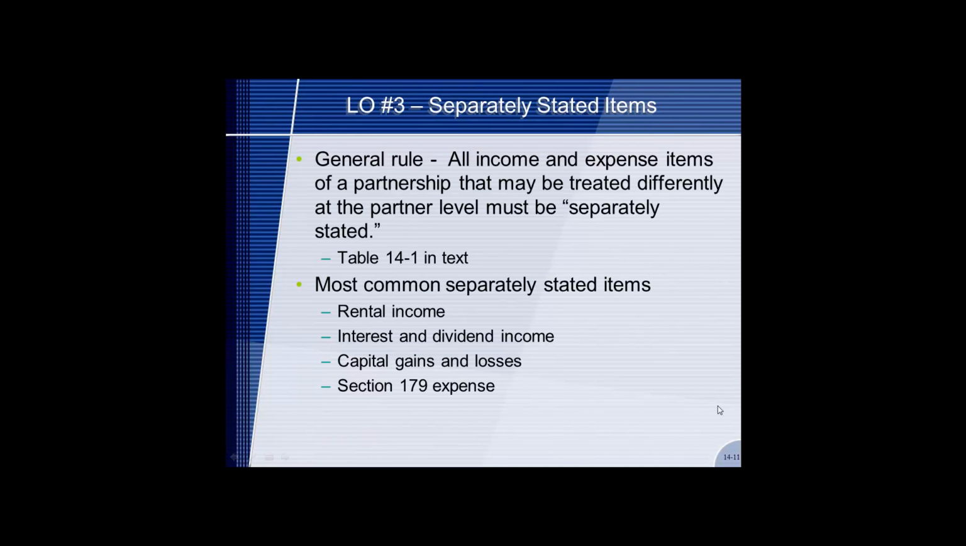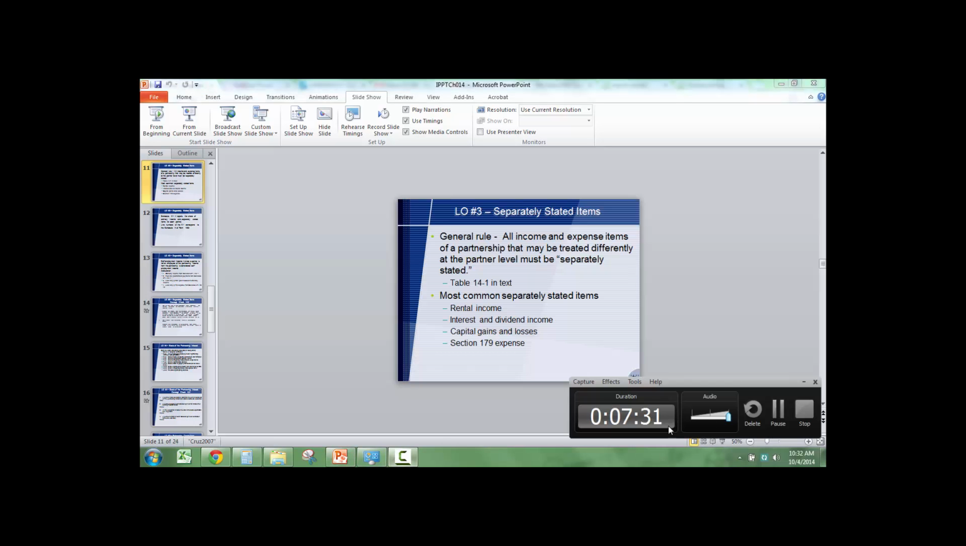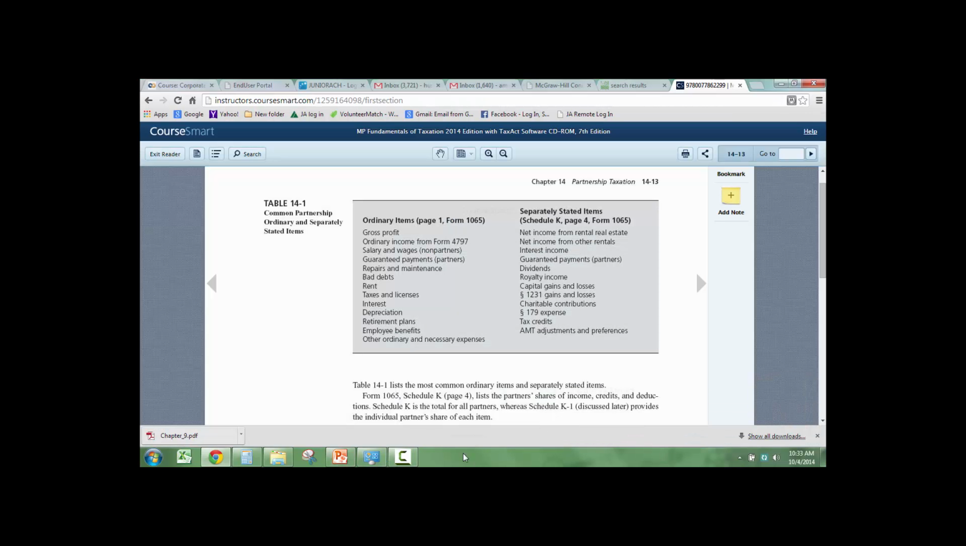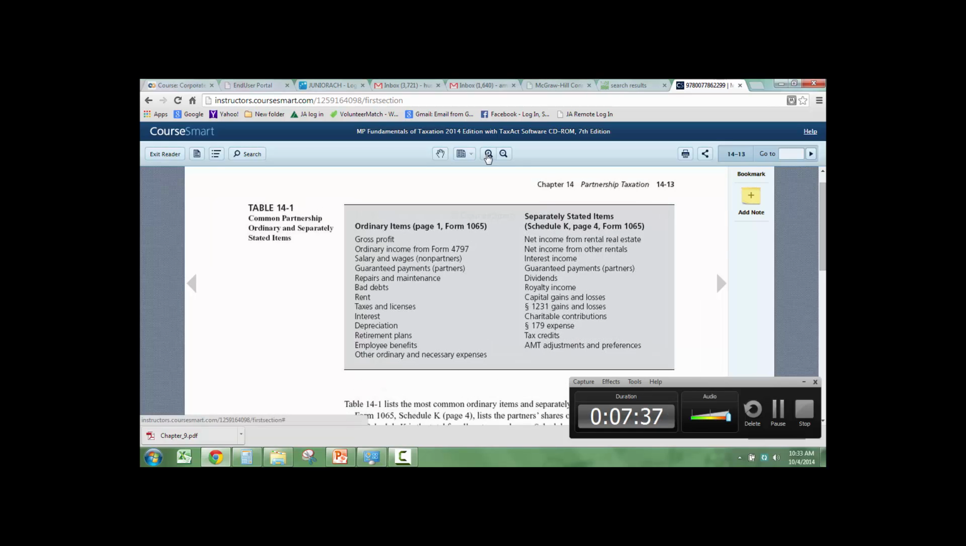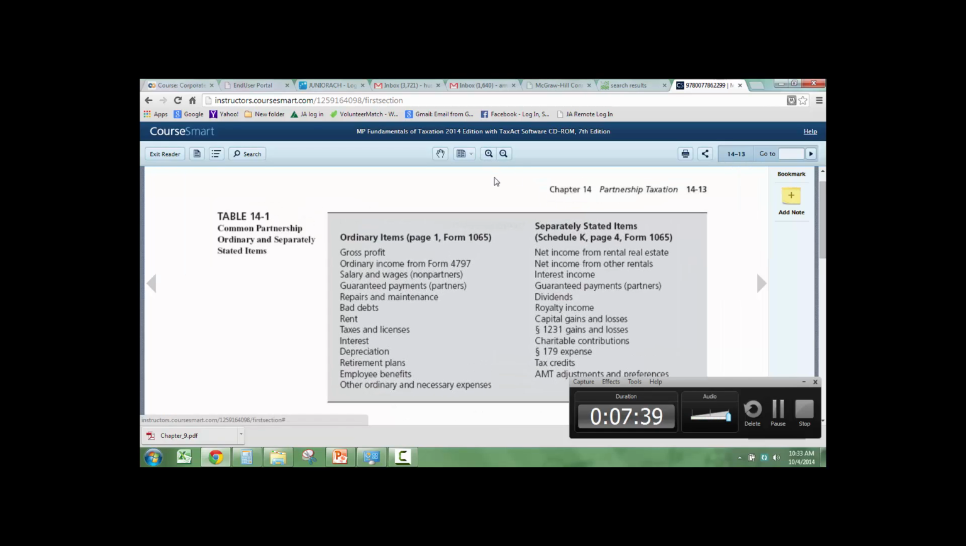General rule: all income and expense items of a partnership that may be treated differently at the partner level must be stated separately. See Table 14-1 in the text. I'm going to get a copy of 14-1 up here. Okay, so this is a copy of the table for 14-1.